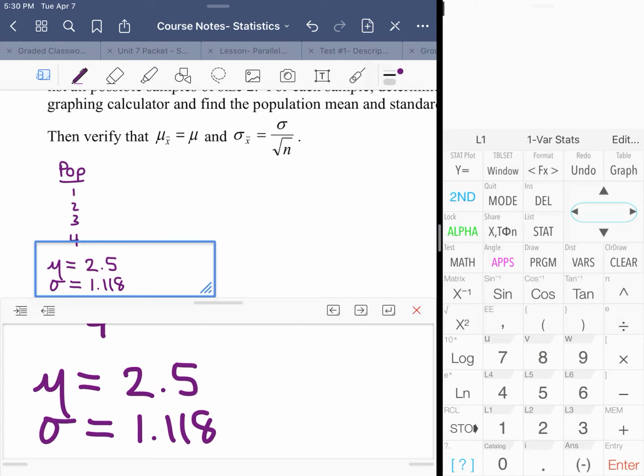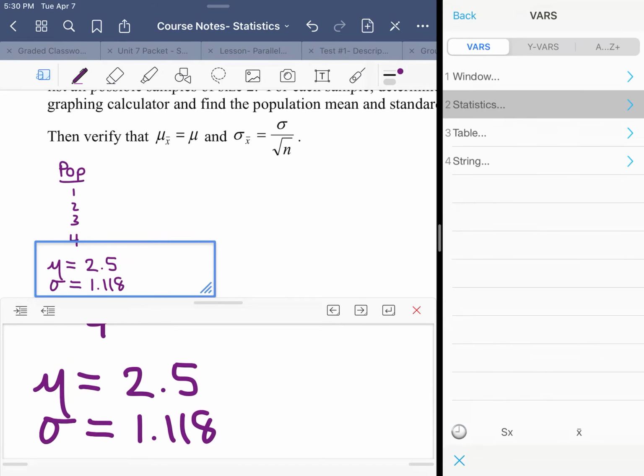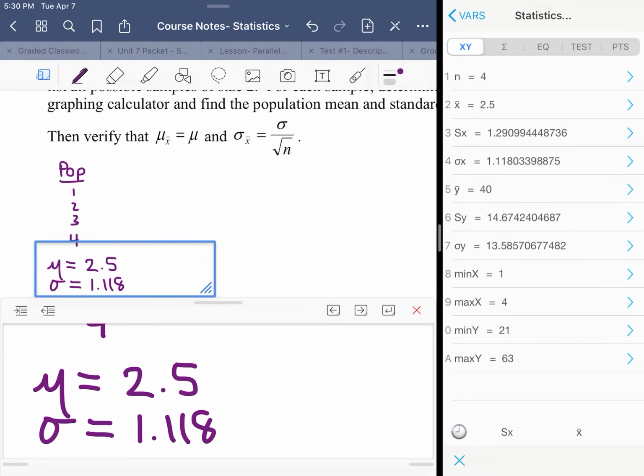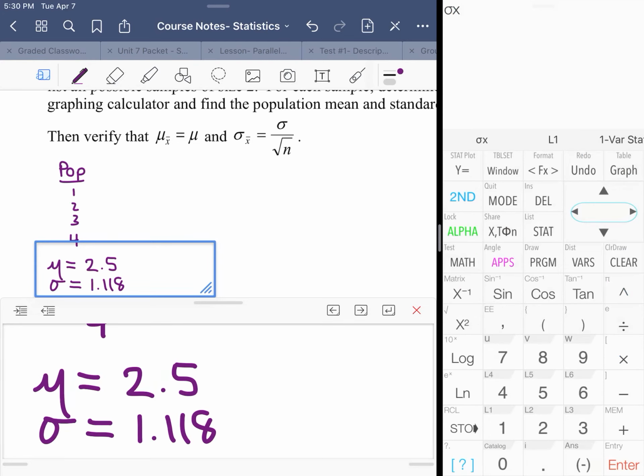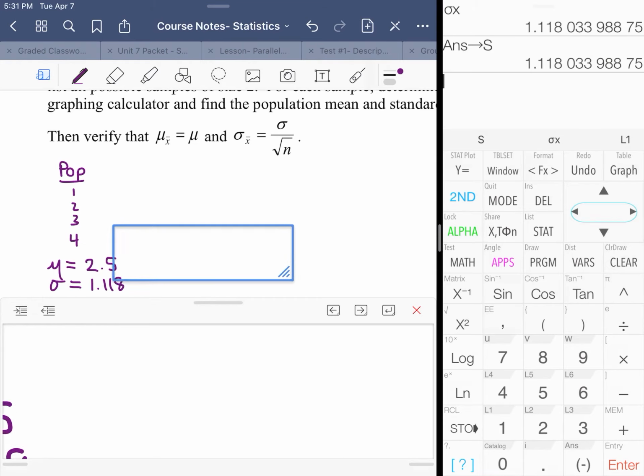All right. So in my VARS menu, it's option 5 for you, but I'm going to option 2 for me. That sigma value, I'll just store it in as S. All right. So anytime I hit S, that value is going to come up.